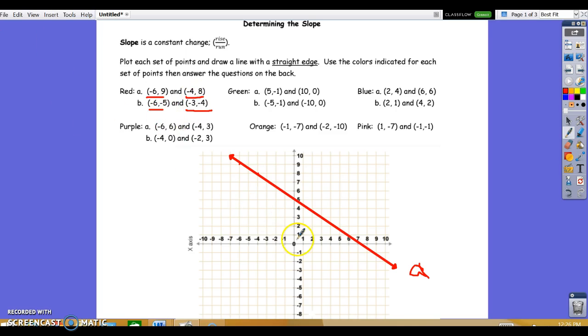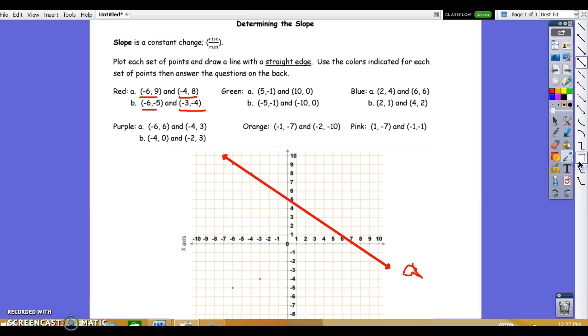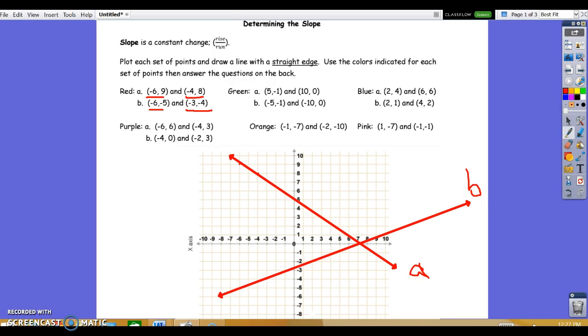So (-6, -5). I'm going to go over to -6, down to -5, put my dot, and then I'm going to go over to -3 and down to -4 and also put my dot. Whoops, sorry, that's a little too far. -3 and then -4. Okay, and now I'm going to again use my straight edge. Well, you're going to use your straight edge. And we're going to draw a line that goes through, and we want to extend, extend, extend. And now I can take my pen and label it line B.